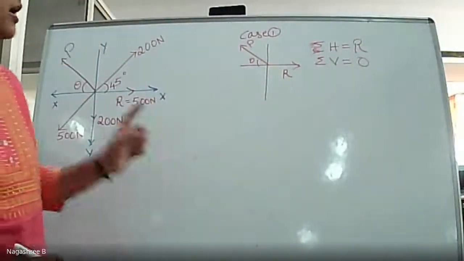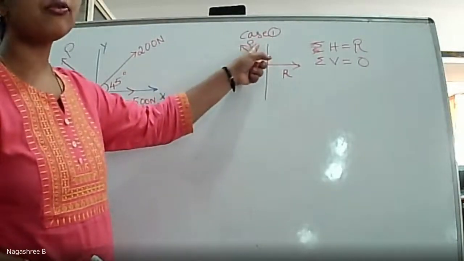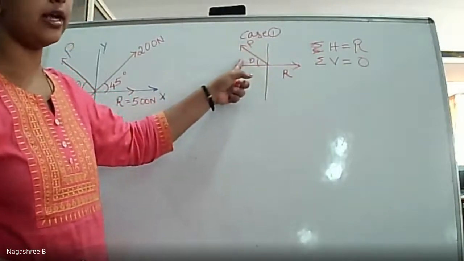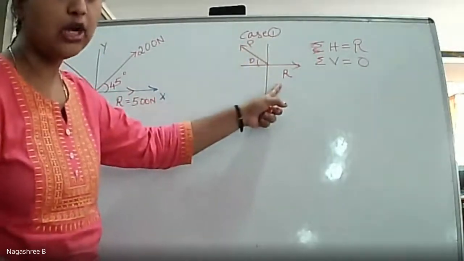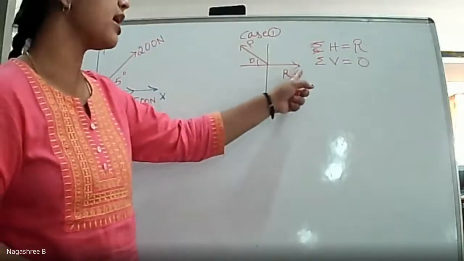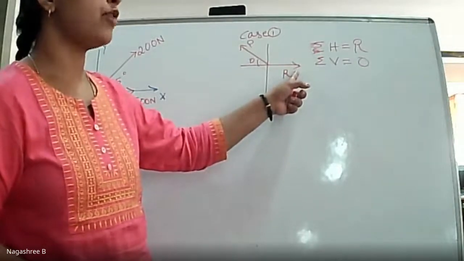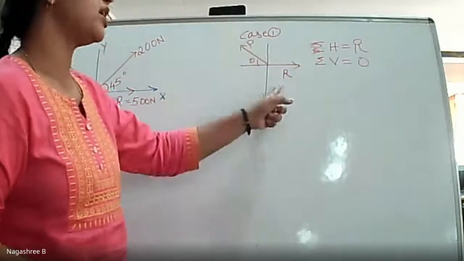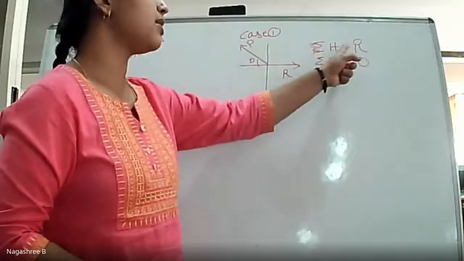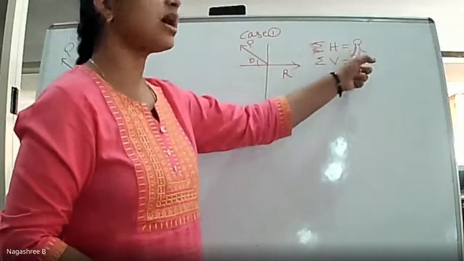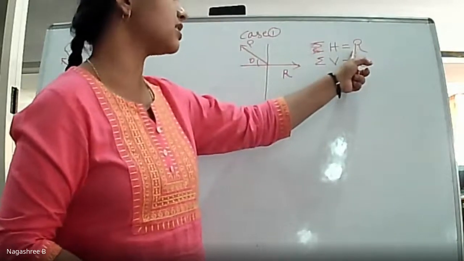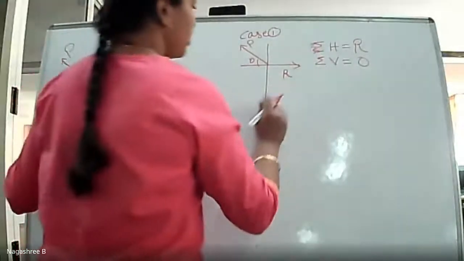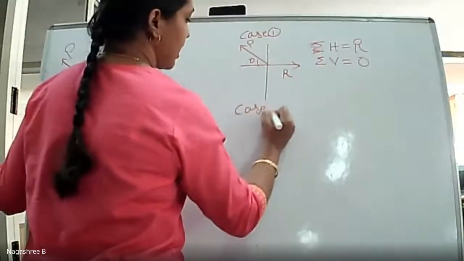In order to determine the magnitude of the unknown force as well as its inclination, if the resultant value is given which is acting exactly on the x-axis, then in such a case sigma H is equal to the resultant and sigma V is equated to 0. So next, coming to the next case, that is case 2.